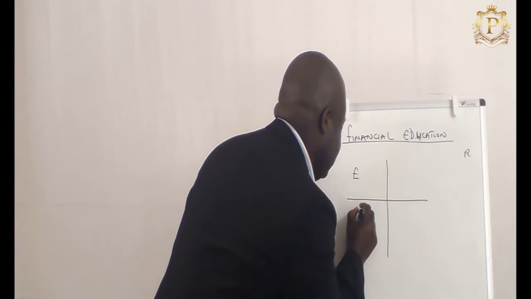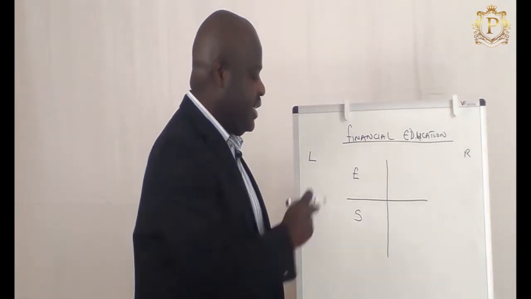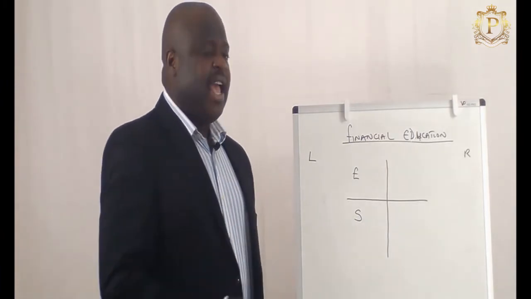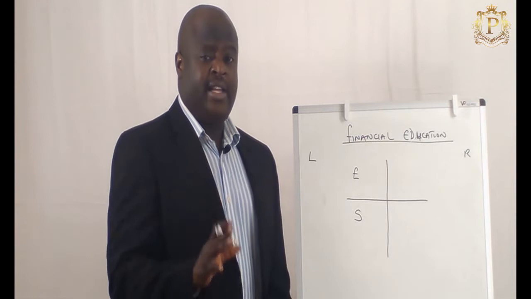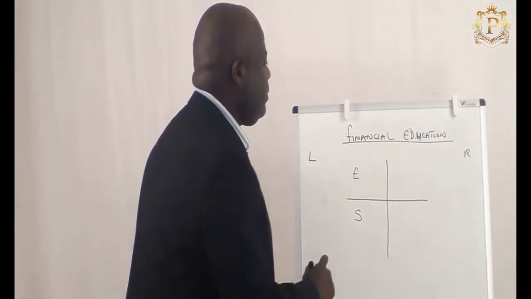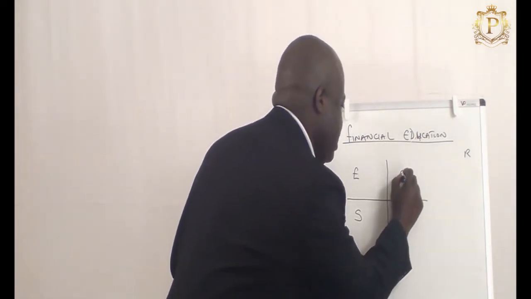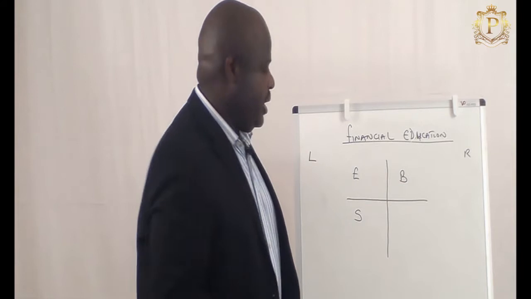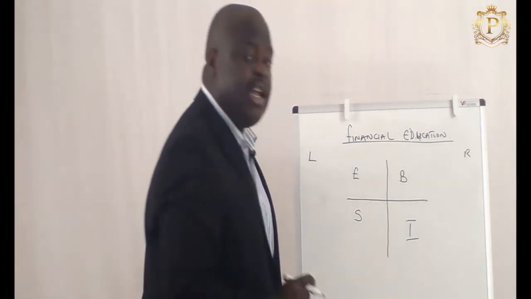The S is for the self-employed, the super person. This is the person who decided that, you know what, enough is enough. I think it's high time I take control of my own future. On the right side of the quadrant, you have the B, which stands for the business owner, and you have the I, which stands for the investor.